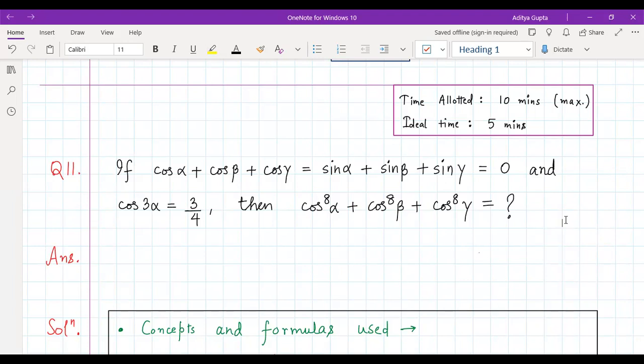to how much? The maximum time allotted for this question would be 10 minutes, and ideally you should try to do it within 5 minutes. So you can pause the video, give the question a try, and then make sure to return back to have a look at the correct solution. So I hope you all have tried it out.